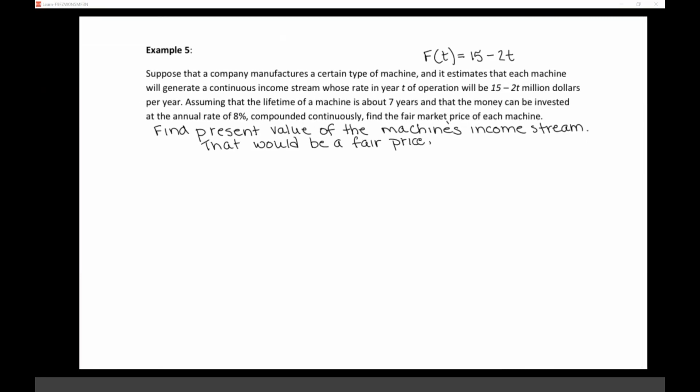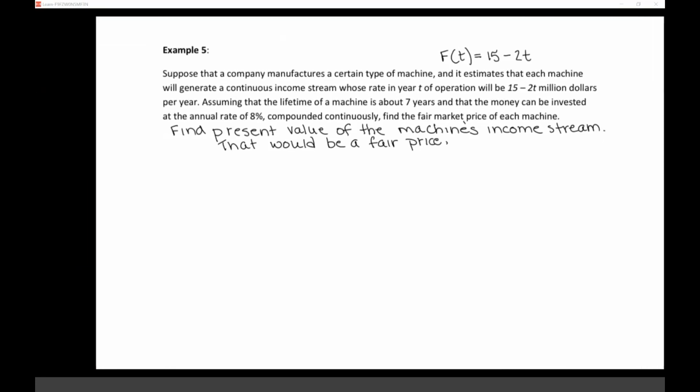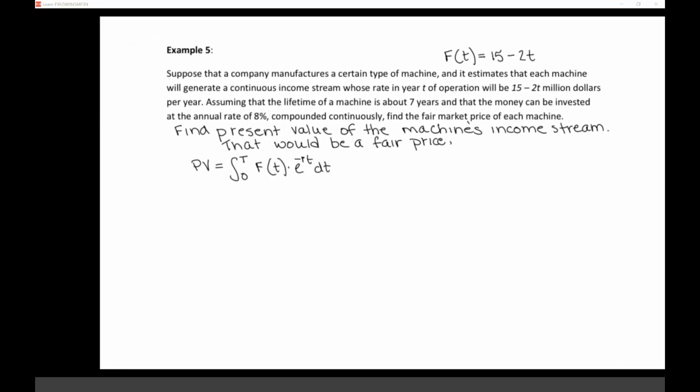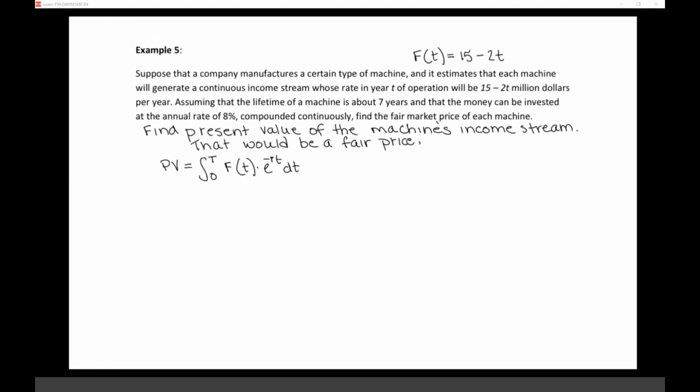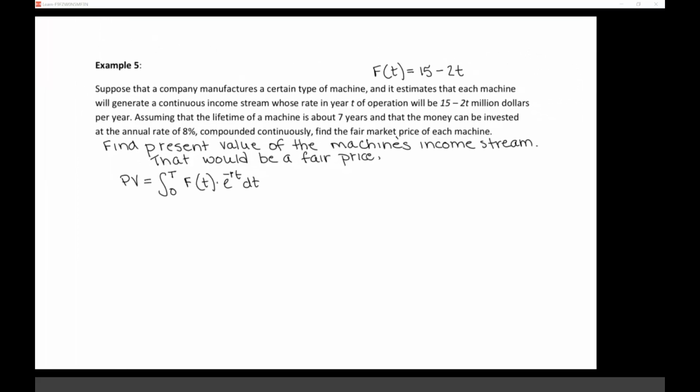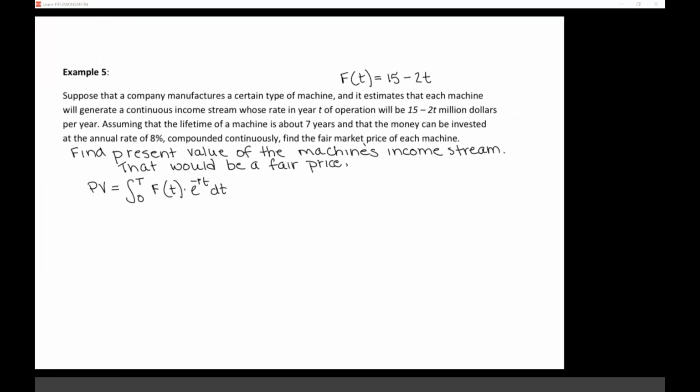Okay, so here we don't have a price to compare it to. We're just going to see if we can set the price. So here's that formula again. I'm writing it down so I can see what I have and what I may need. I have an F of T. They told me that I can invest the money at 8%, so that's my R value.